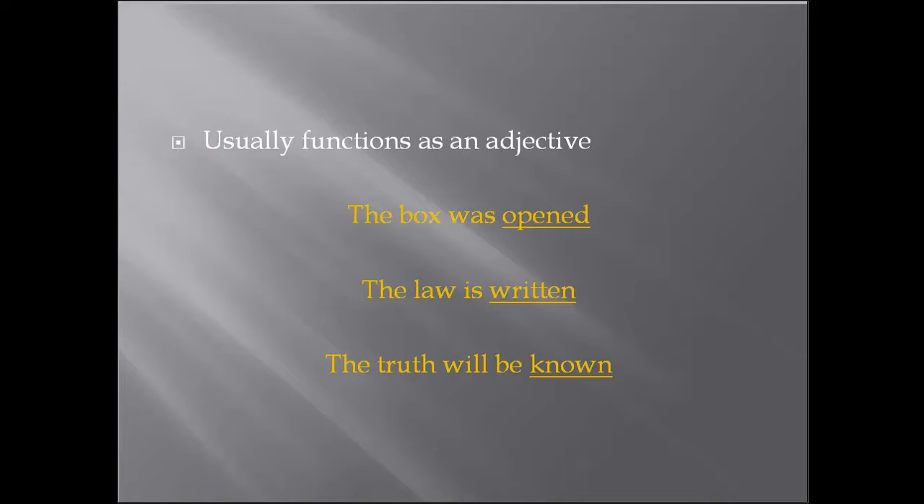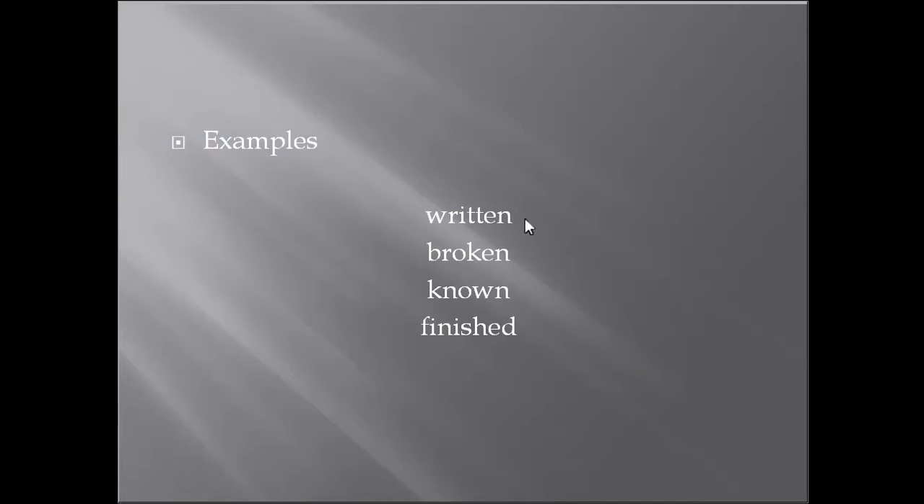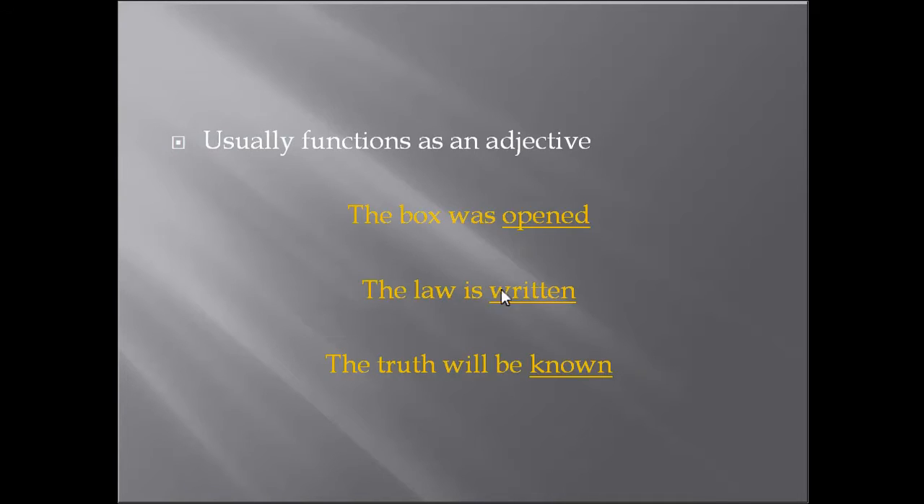So typically, the passive participle functions as an adjective. For example, the box was opened. The law is written. The truth will be known. You can see these are all passive participles, right? These are all dones. These are all things that are done, even when they're talking about the future. But you can see we're using them as an adjective. How can we tell? Well, we can replace them: the box was big, the box was ugly, and so forth.